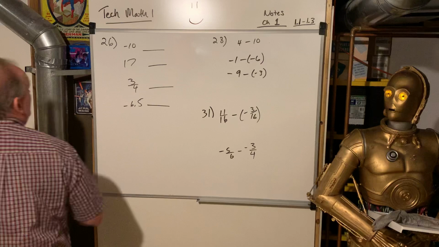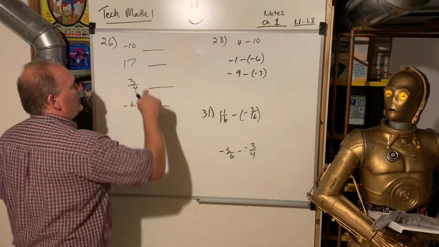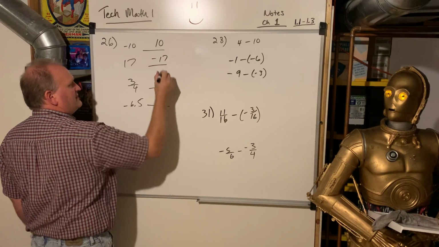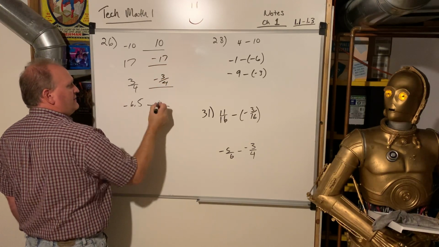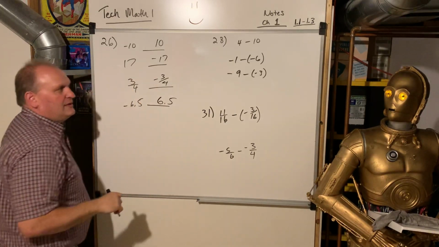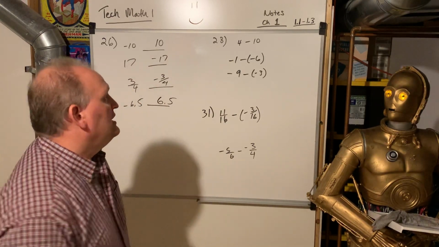Okay, so here. First of all, what are the inverses? Well, what's the opposite, basically, of negative 10? That's positive 10, negative 17, negative 3/4, and positive 6.5. If you add those together, you get 0. That's all in additive inverses.